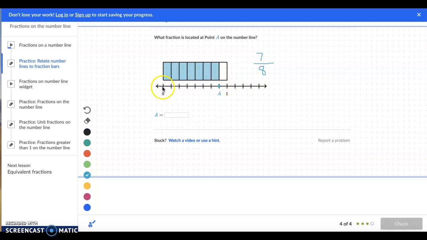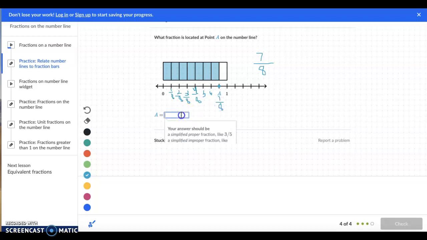So on the number line, it would be 1/8, 2/8, 3/8. I apologize, this is very hard to do on a computer. 4/8, 5/8, 6/8, and 7/8. So my answer is going to be 7/8.